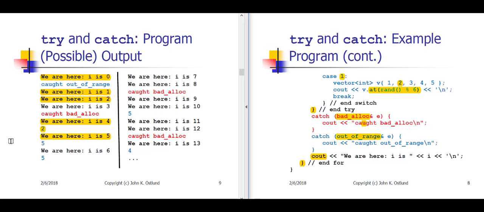And this continues in the same vein. Apparently we access the vector twice more successfully. We see another 5, and "we are here, i is 6." We see yet another 5, "we are here, i is 7," and so on and so forth. And this continues for 1,000 iterations.